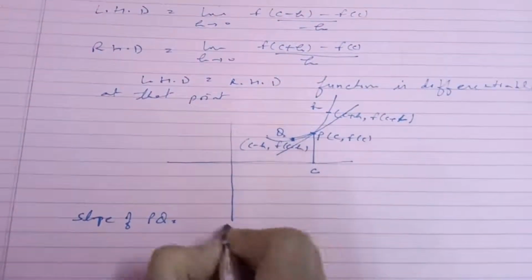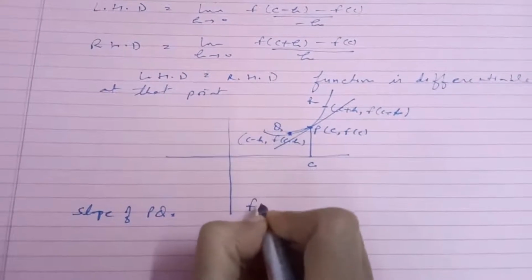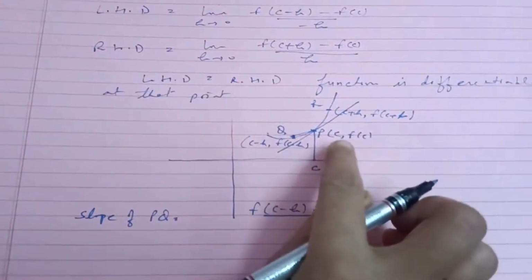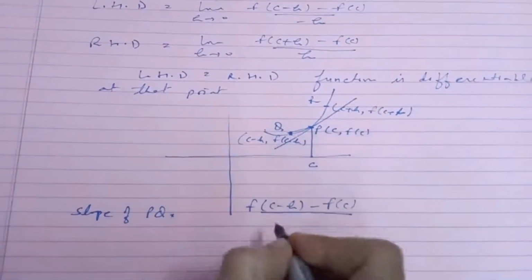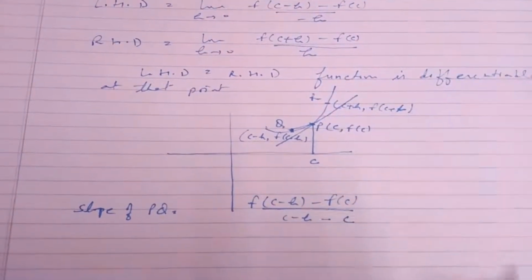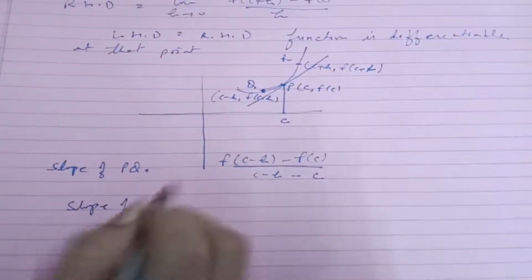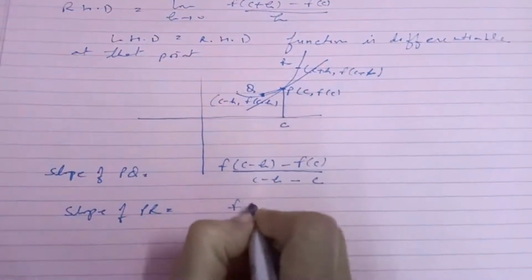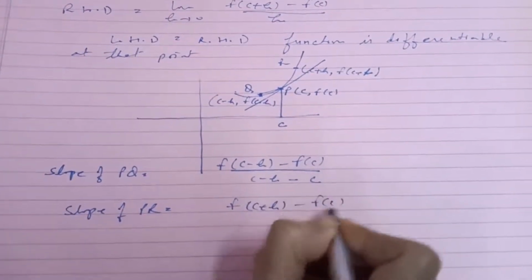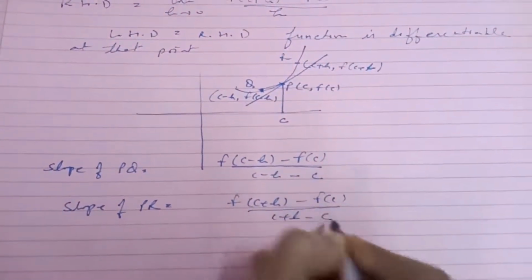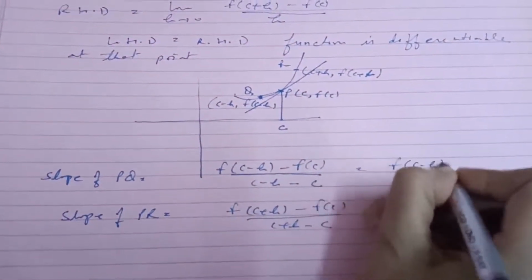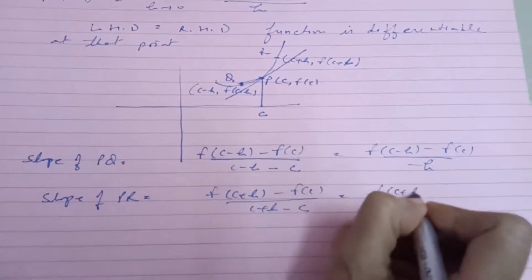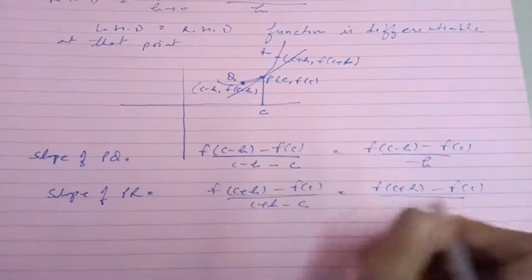तो अगर इसको हम कर दें, slope of PQ, if I can say y2 minus y1, means f of C minus h minus f of C by what is your x2 minus x1, C minus h minus C. Okay, and slope of PR, what it will be? Again this is y2 minus y1, f of C plus h minus f of C by C plus h minus C. So it is what actually you will see: f of C minus h minus f of C by minus h, and f of C plus h minus f of C divided by h, cancelling C.